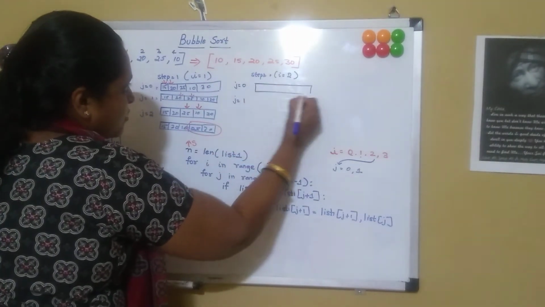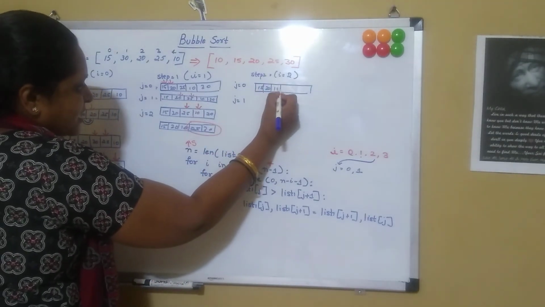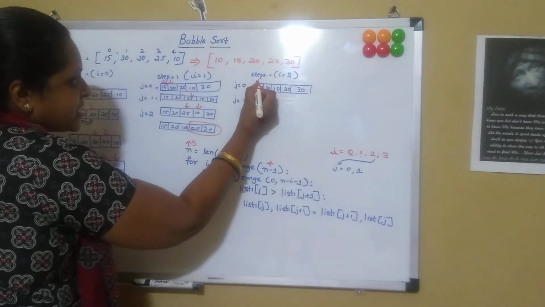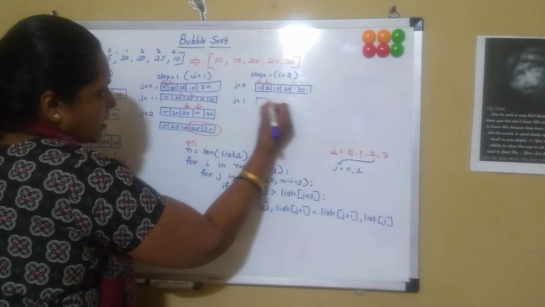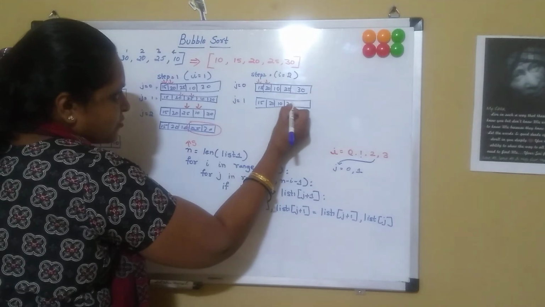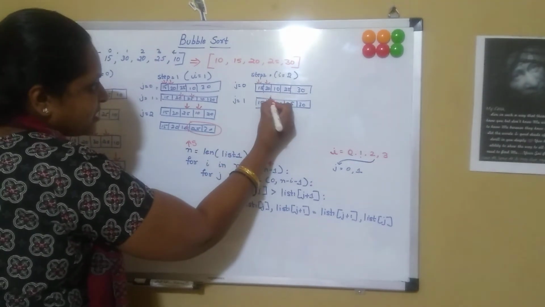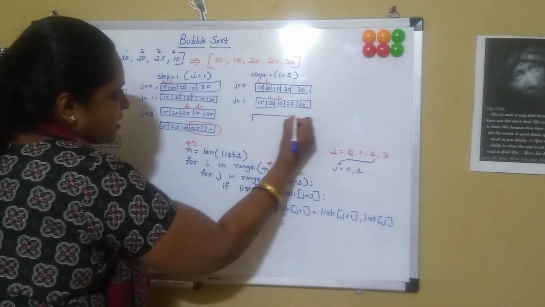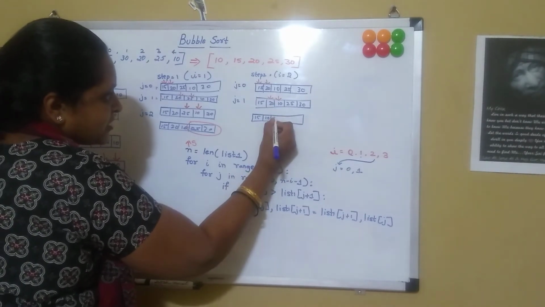And now the last output we got was 15, 20, 10, 25 and then 30. Now again it will start from the beginning. It will compare from the beginning. So 15 is less than 20, so it will retain as it is: 15, 20, 10, 25, 30. And now in the second iteration, it will check 20 with 10. 20 is greater than 10, so it will do the swapping. After swapping, 10 will come to the second position, 20 will go to the third position.